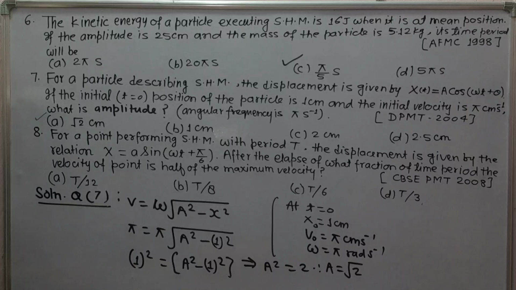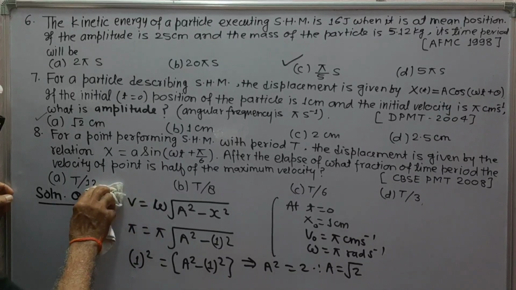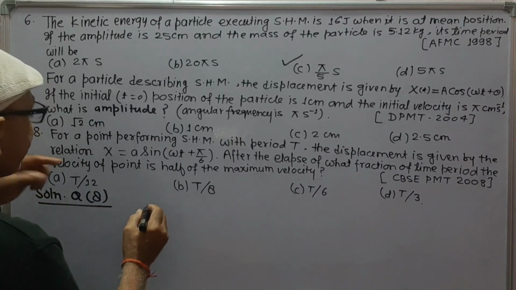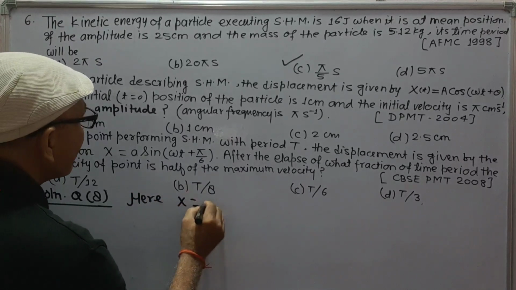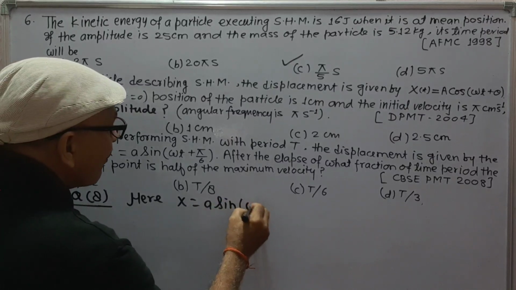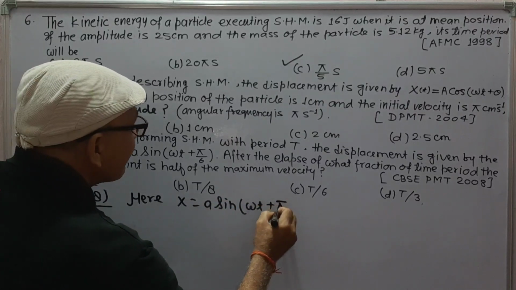Next question number 8. The question is, for a particle performing simple harmonic motion with time period T, the displacement is given by the relation x is equal to a sin (omega t plus pi by 6). After the elapse of what fraction of time period, the velocity of the particle is half of the maximum velocity. Now, solution to question 8. Here, x is equal to a sin (omega t plus pi by 6).